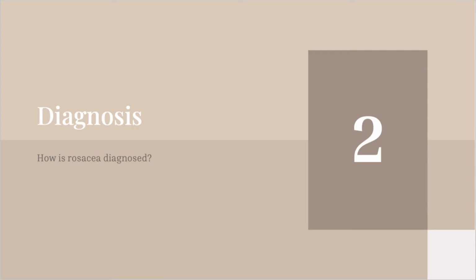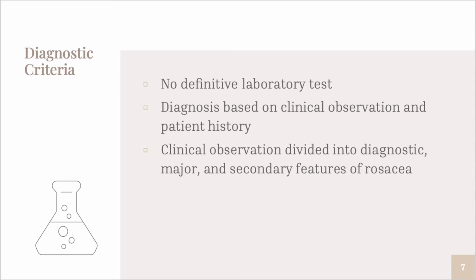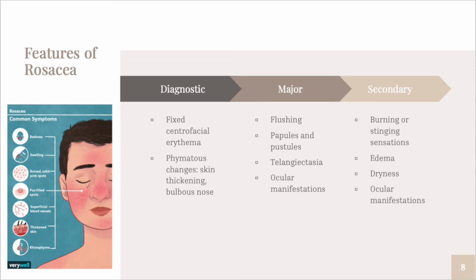Next, we'll talk about how rosacea is diagnosed. Rosacea is not diagnosed based on laboratory tests, and instead the diagnosis is based on clinical observations and patient history. Clinical observation is divided into diagnostic, major, and secondary features, and we will go over these in more detail on the next slide. So there are 2 diagnostic features of rosacea, and at least one of them needs to be present for diagnosis to happen.